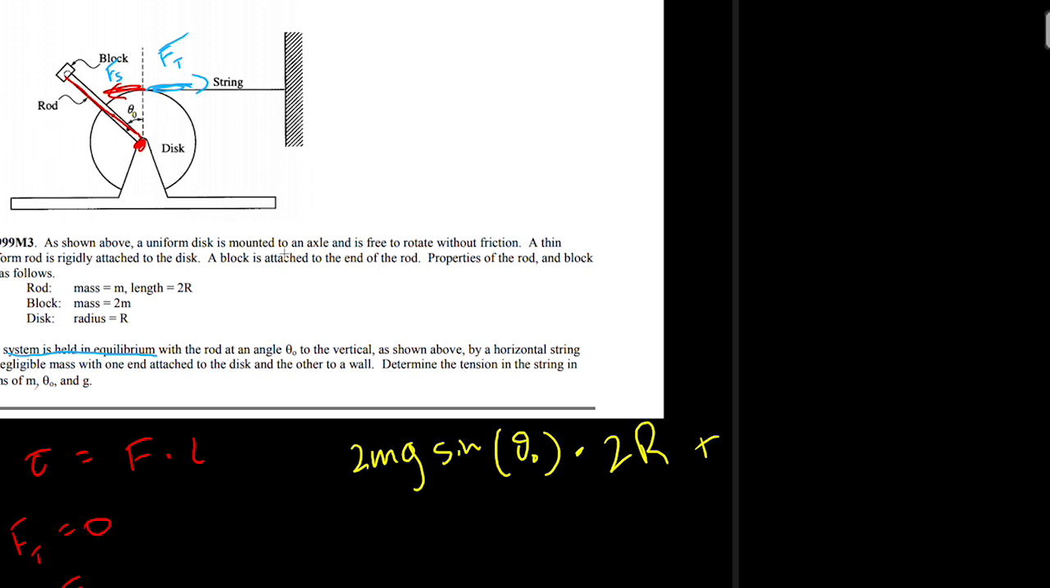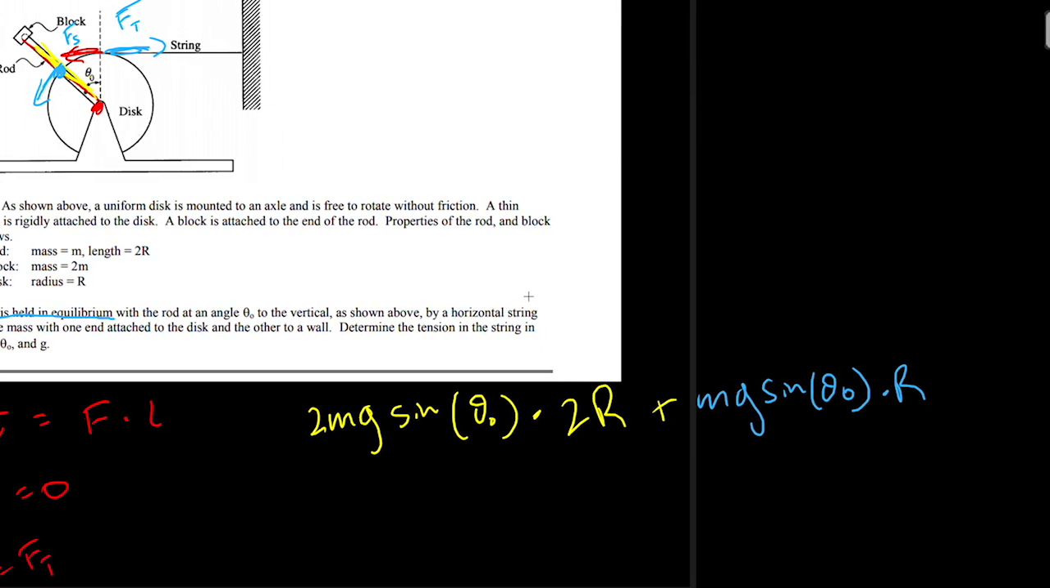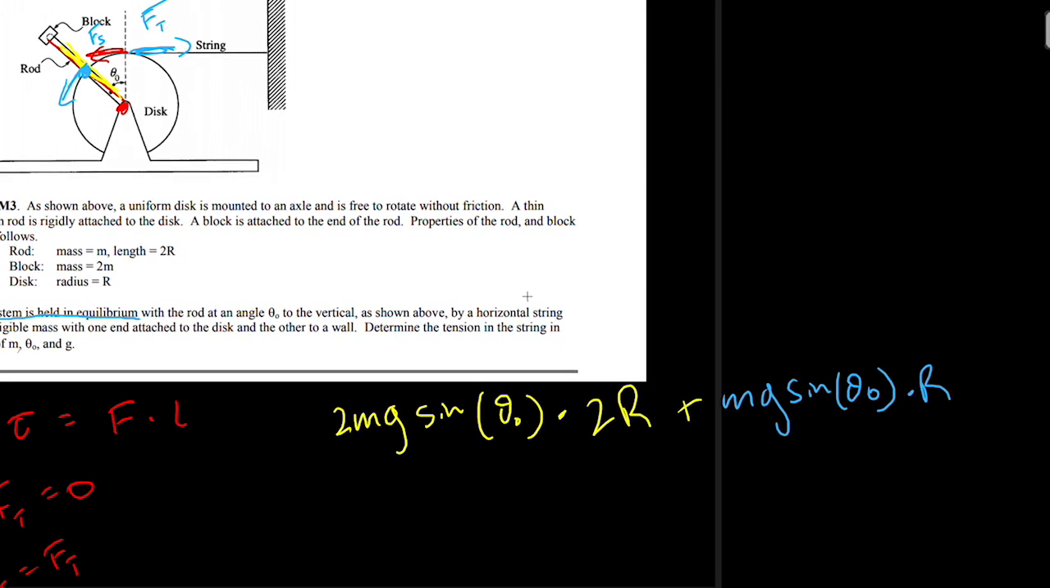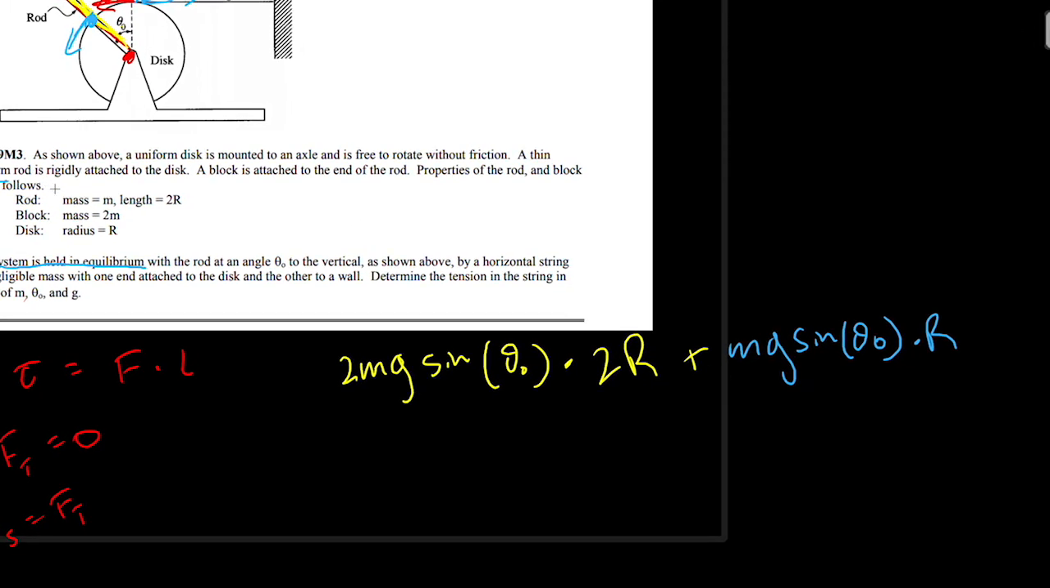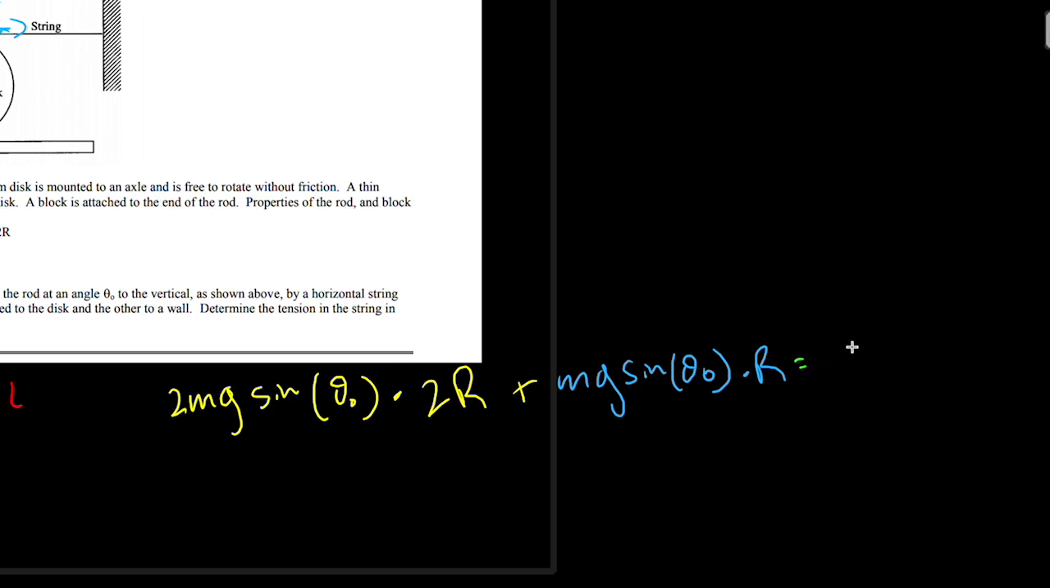Plus, we're going to have the torque supplied by this right here, by the rod. So the center of mass of the rod is right here, and the mass of the rod is m. So we're just going to be doing mg sine theta naught, and then times r, because that's where the force of gravity is being applied, the center of mass. And it's a uniform rod. Is that what it said? Yeah, uniform rod right here. Times r, and this is going to be the torque. I'll say torque of system.